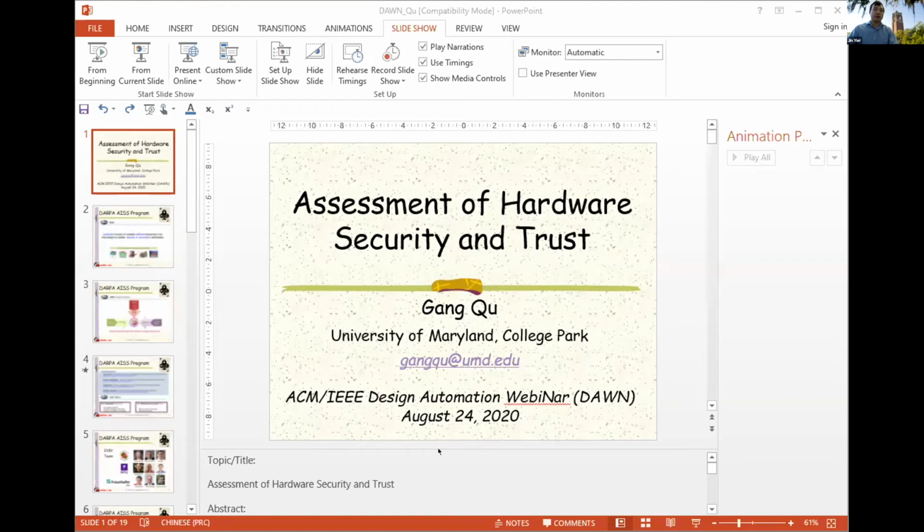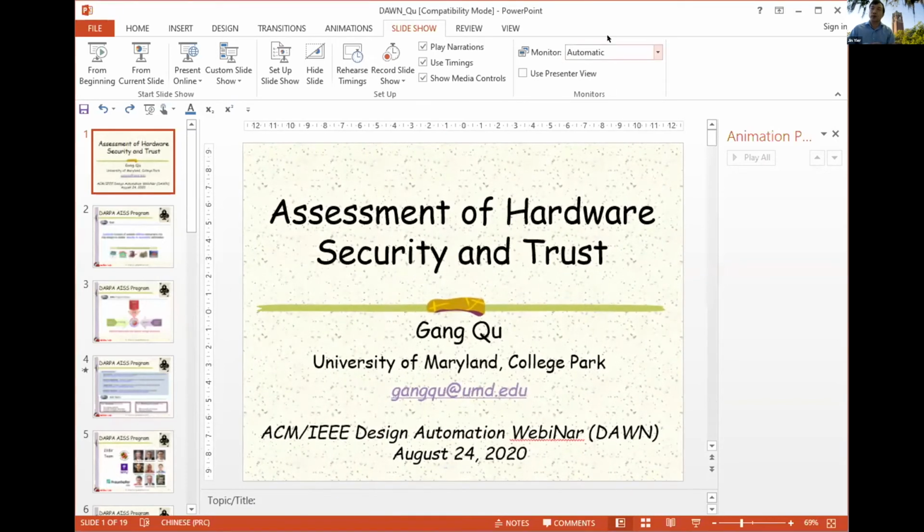Gangku is one of the dedicated hardware security educators. Many of you may have taken his MOOC course online. Including myself, I really appreciate his effort in promoting hardware security through this educational part. Gangku, can you share your slides? Yes. Okay. So again, in order to stick to our schedule, I would ask you to conclude in 20 minutes. Yes, thank you.